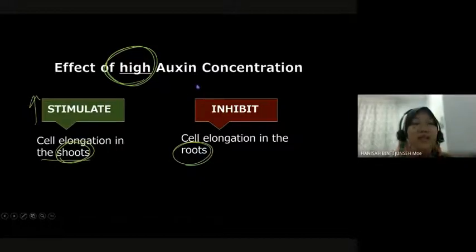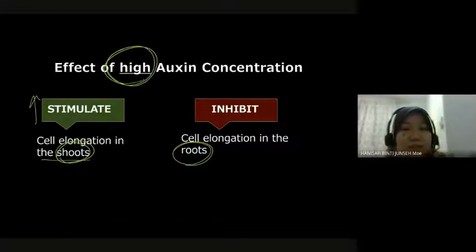idea in geotropism. Nanti kita tengok lah geotropism. Okay, so you need to understand first, high concentration of auxin will stimulate cell elongation in the shoots, but high auxin concentration will inhibit the cell elongation in the roots. They are vice versa, bertentangan.